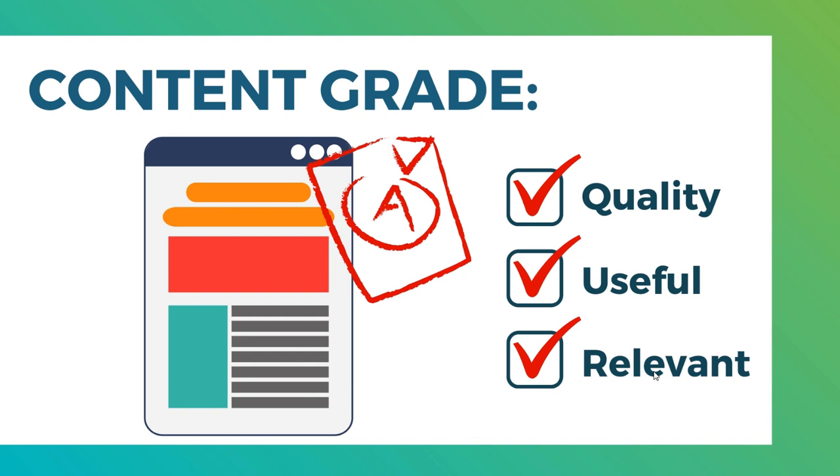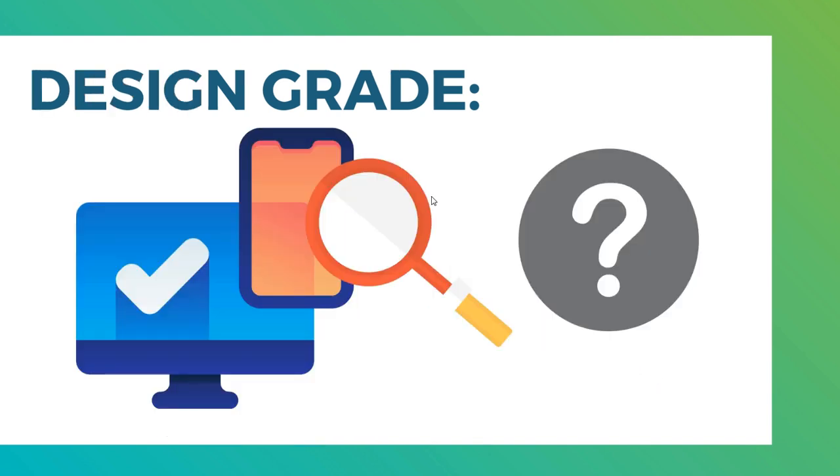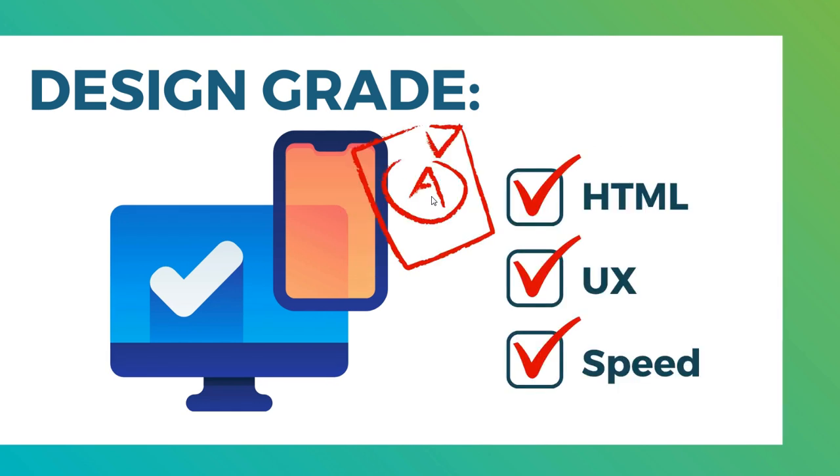The next thing that they're going to look at is the design grade. So how well is the website designed? Is it easy to navigate? And let's just say, for example, again, this website gets an A. So let's say the HTML is good, the user experience is good, and the speed is good.